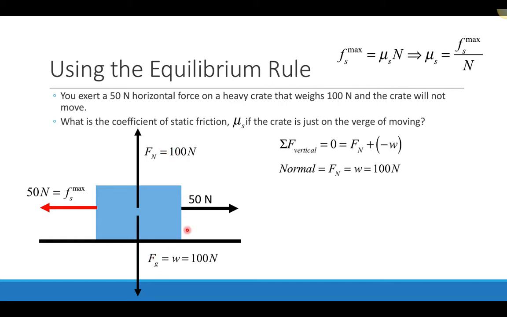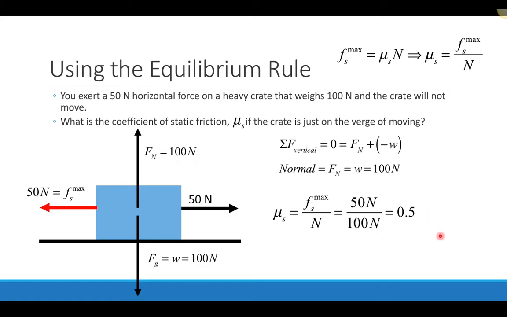And so for the examples that we're going to do, most of the time the normal force will be equal to the weight of the object unless something is pushing on that surface. So now that I know the normal force and the maximum static frictional force, I can solve for the coefficient of static friction, 50 newtons over 100, which is 0.5. The coefficients of static friction do not have units associated with them. They're just a number because I have newtons over newtons.